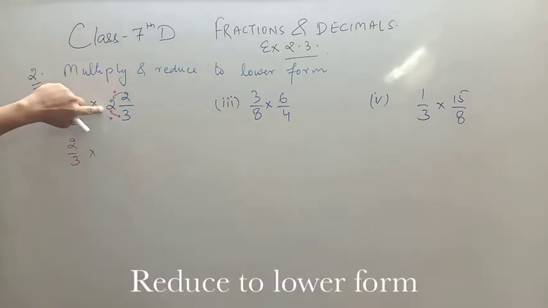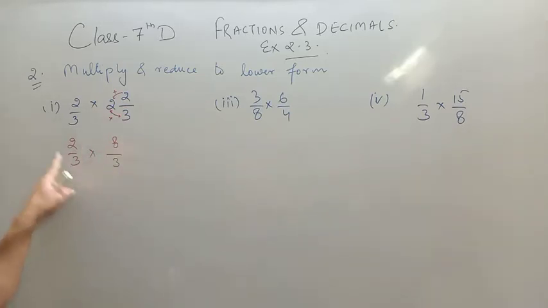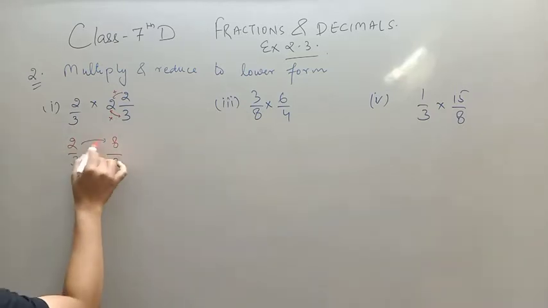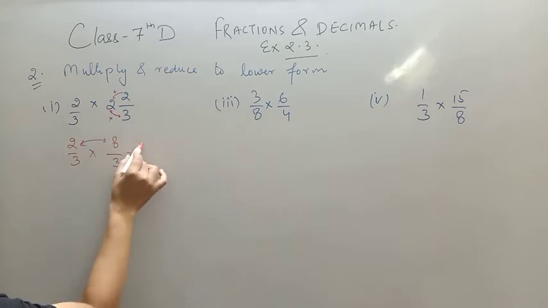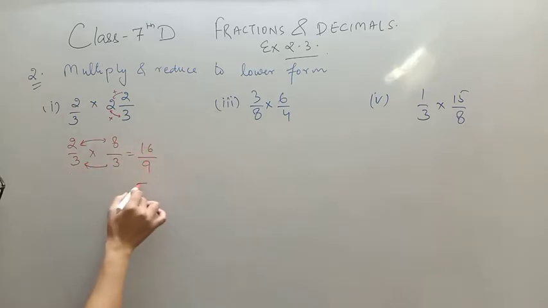So 3 2s are 6 plus 2 is 8. So 8 upon 3. You cannot cancel out 8 with 3, you cannot cancel out 2 with 3, right? So you just multiply the numerators, you will get 8 2s are 16, and 3 3s are 9. So this is your answer.